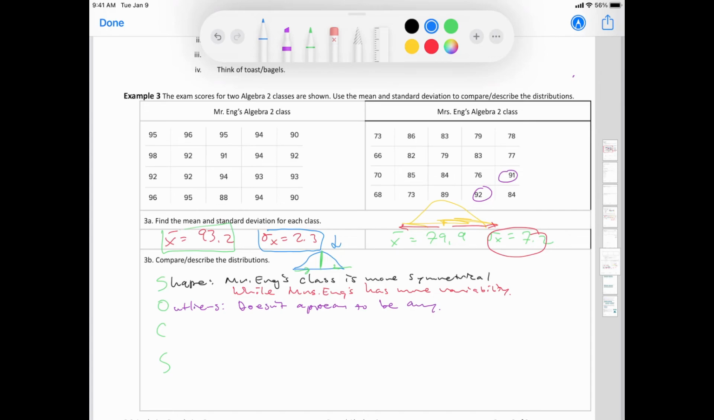Okay, and our C here, we want to see which one would be a measure of center. In this case, we could just talk about their means.